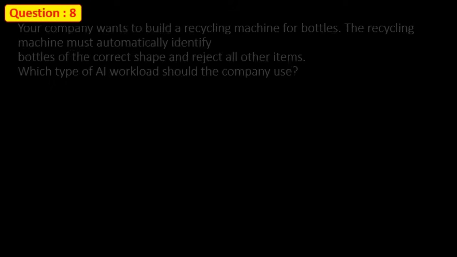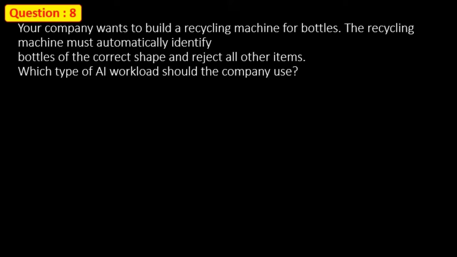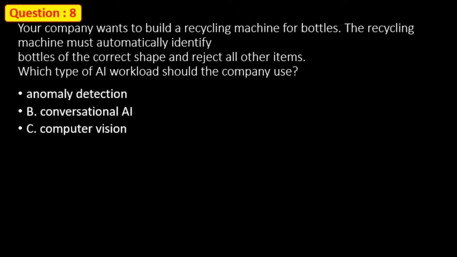Question number 8. Your company wants to build a recycling machine for bottles. The recycling machine must automatically identify bottles of the correct shape and reject all other items. Which type of AI workload should the company use? Options as below. A. Anomaly detection. B. Conversational AI. C. Computer vision. D. Natural language processing.